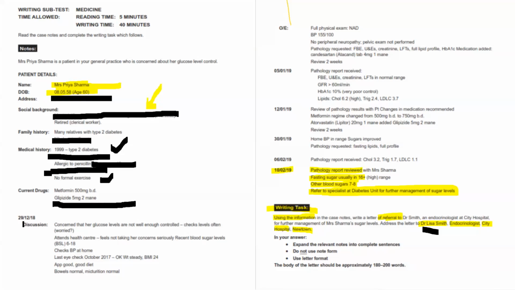After that, on 29 December 2018, your patient was concerned that her glucose levels were not well controlled, and she went to check her levels often because she was worried. Is it important to mention? It is important. Patient concerns are always important to mention.